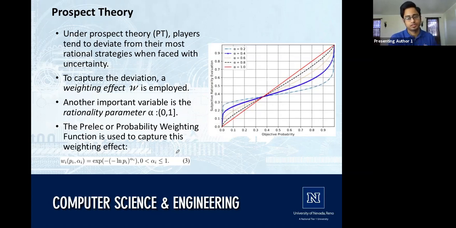We face uncertainties, we face roadblocks, right? And we don't know all the information about a given scenario. So we might not play most rationally, even though we think we are. In the grand scheme of things, we are not. So under prospect theory, players tend to deviate from their most rational strategies when we face an uncertainty.